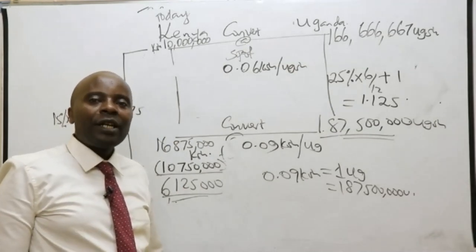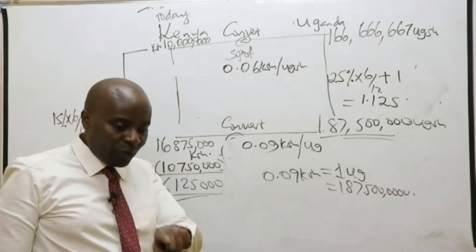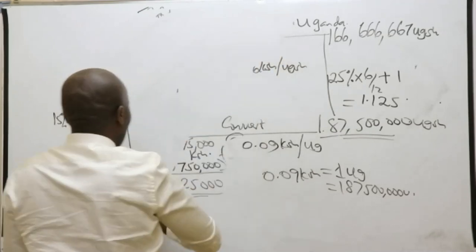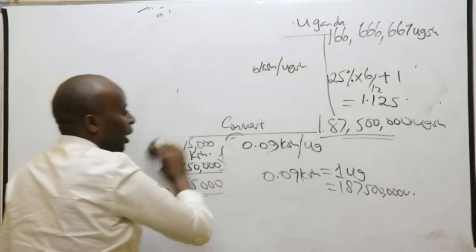Effortless profits. Now, ladies and gentlemen, if you allow me, Munyao, because of time, I would want us to go straight away to the triangular arbitrage.